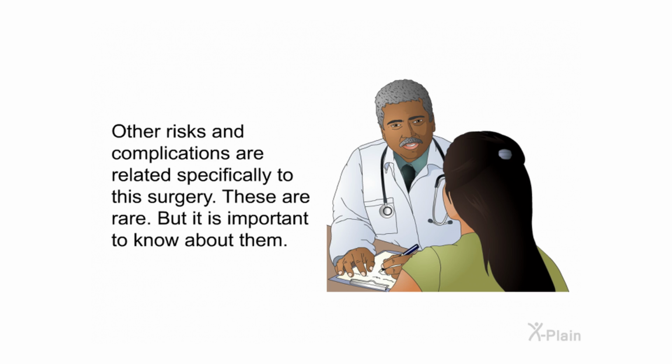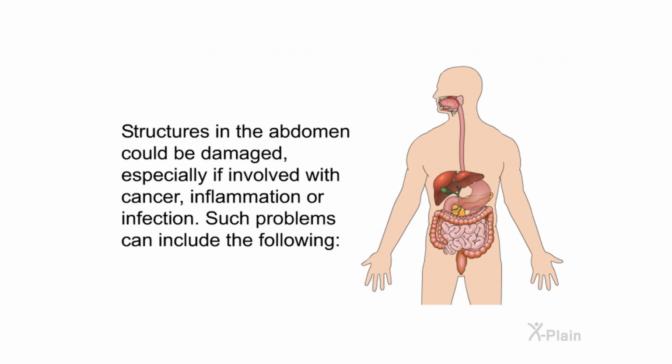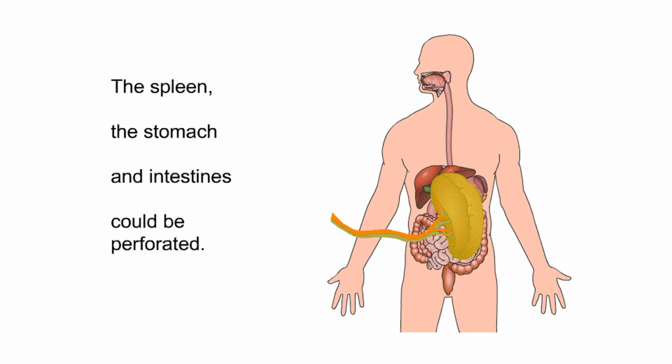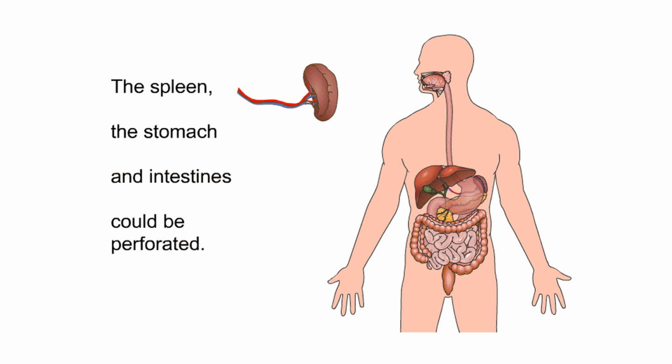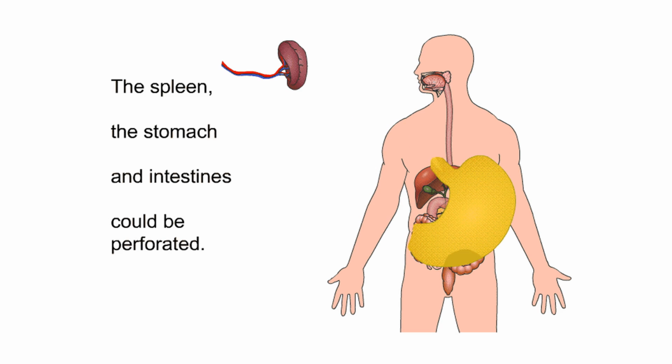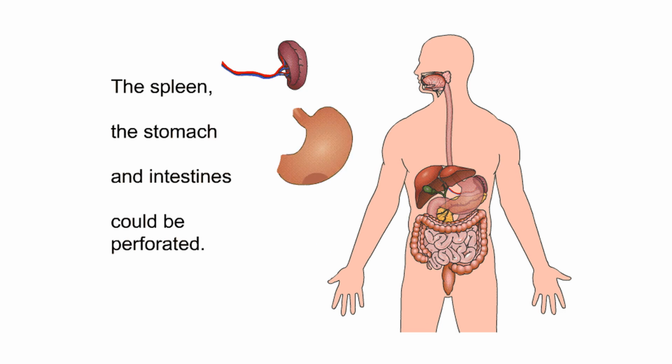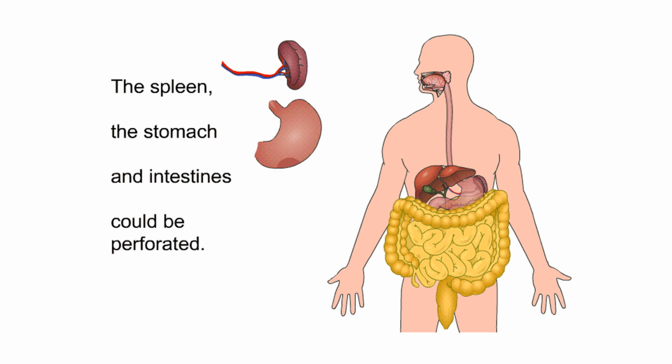Other risks and complications are related specifically to this surgery. These are rare, but it is important to know about them. Structures in the abdomen could be damaged, especially if involved with cancer, inflammation, or infection. Such problems can include the following: the spleen, the stomach, and intestines could be perforated.